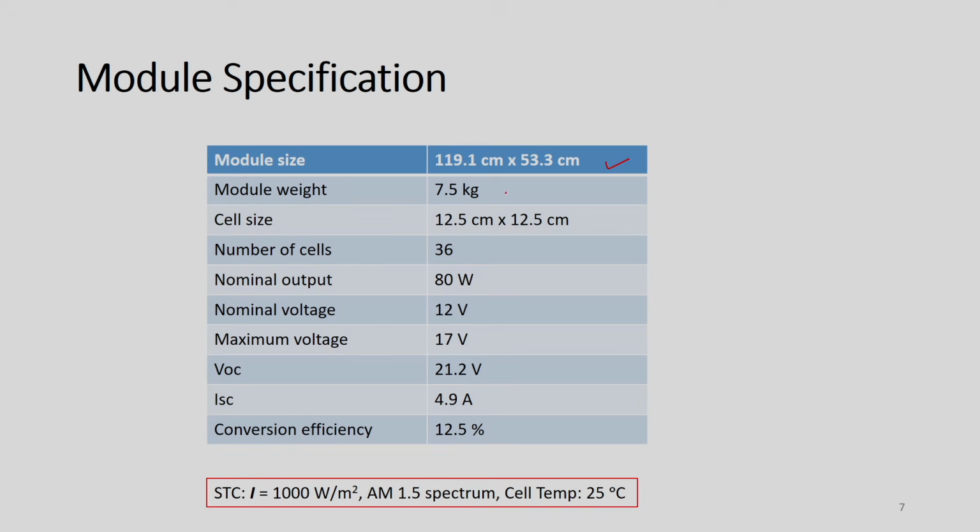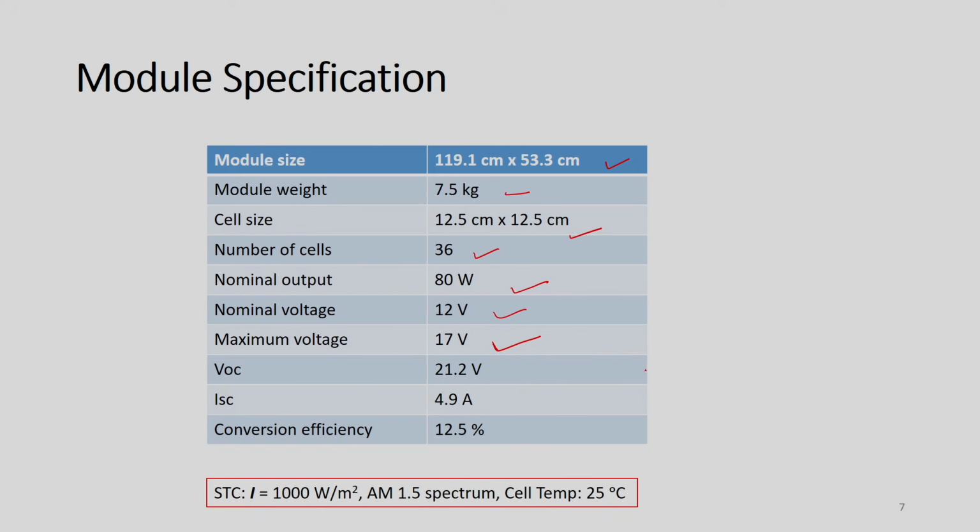So, module weight is about 7.5 kg, then cell size is 12.5 centimeter by 12.5 centimeter, and the number of cells, as I said, is 36. Nominal output is 80 watt and nominal voltage is 12 volt, then maximum voltage is 17 volt and VOC is about 21.2 volt and ISC is 4.9 ampere.